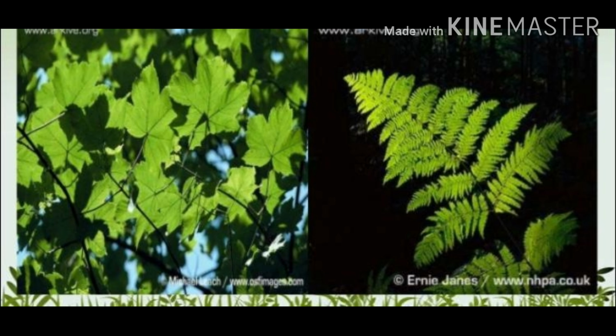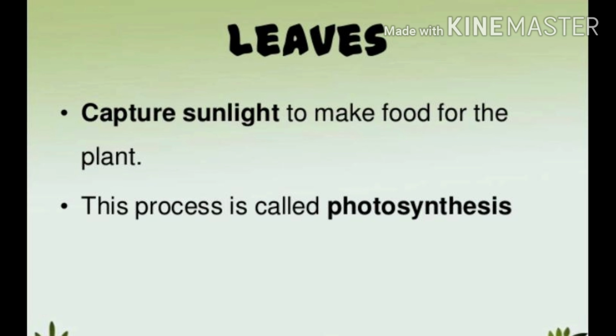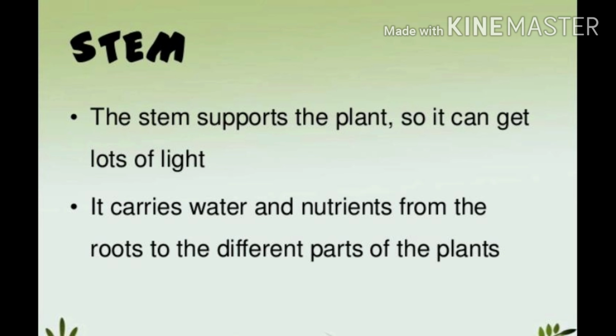Next, we are going to learn about leaves, which are a very essential part of the plant. What the leaves do is they capture the sunlight to make the food for the plant. This process is called photosynthesis. The light which is captured from the sun is converted to the food which is provided to the plants from the leaves. Next part is the stem.